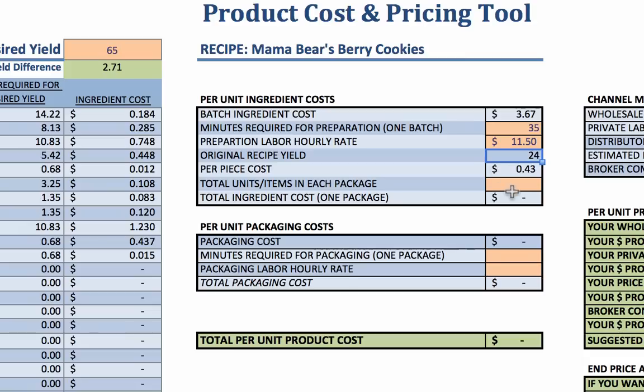So what you need to do here is you need to say, okay, I'm either going to sell them individually, and then it will give you your total ingredient cost. So it's going to tell you, okay, one package of cookies for the ingredients and the labor in that cookies, how much is that going to cost you?